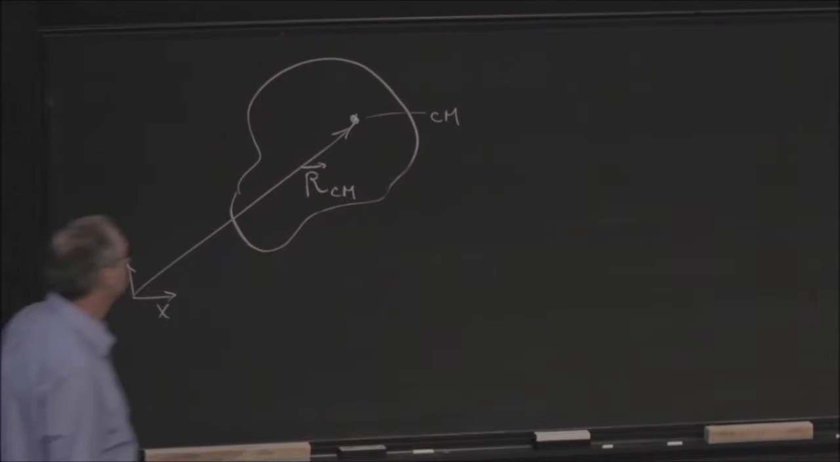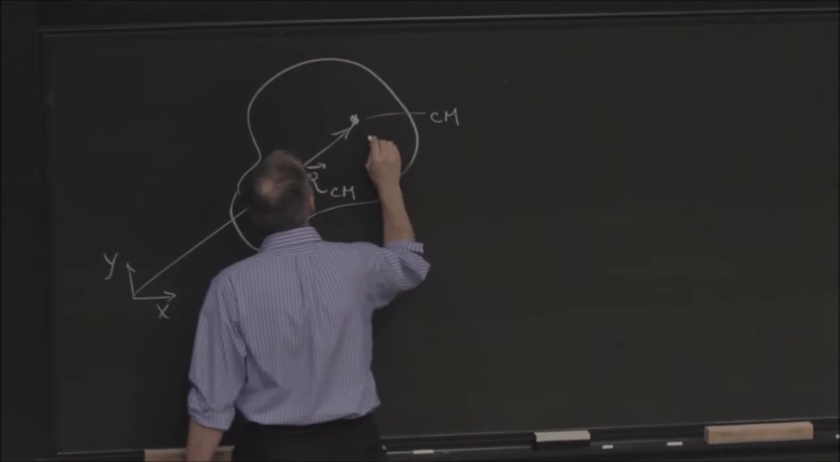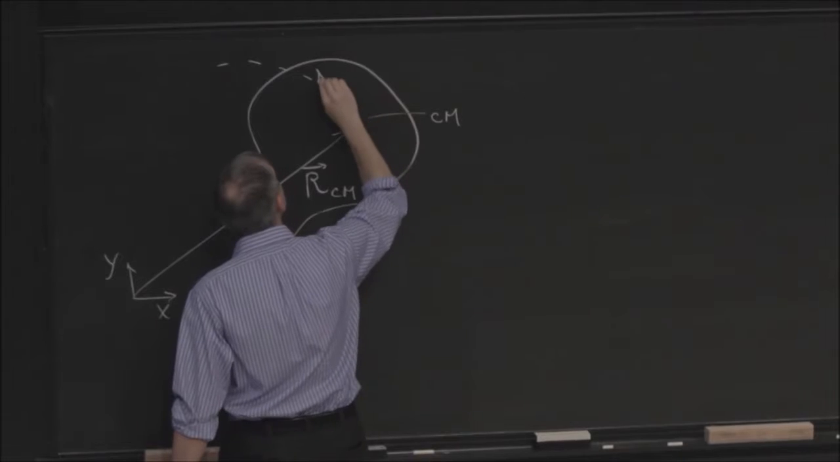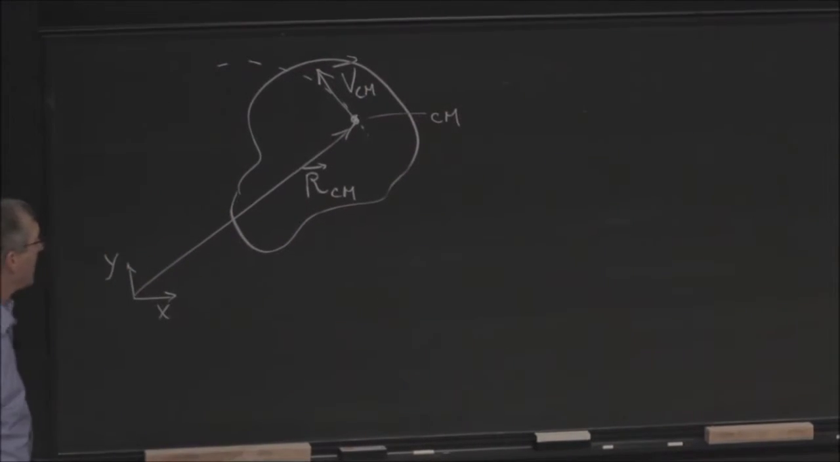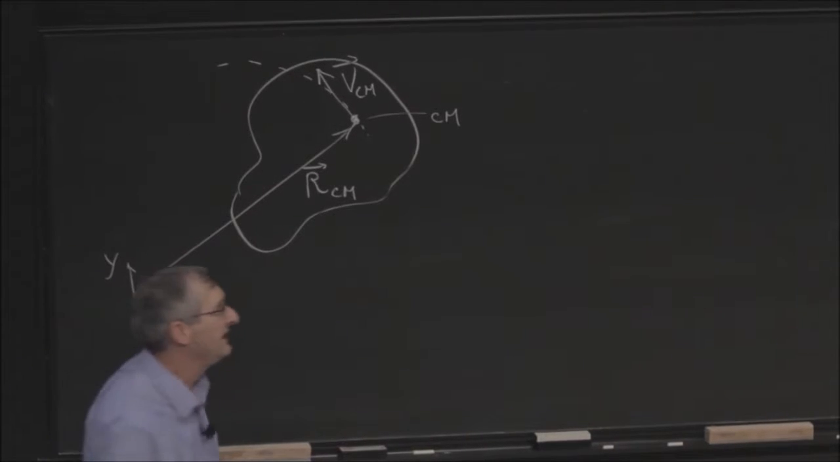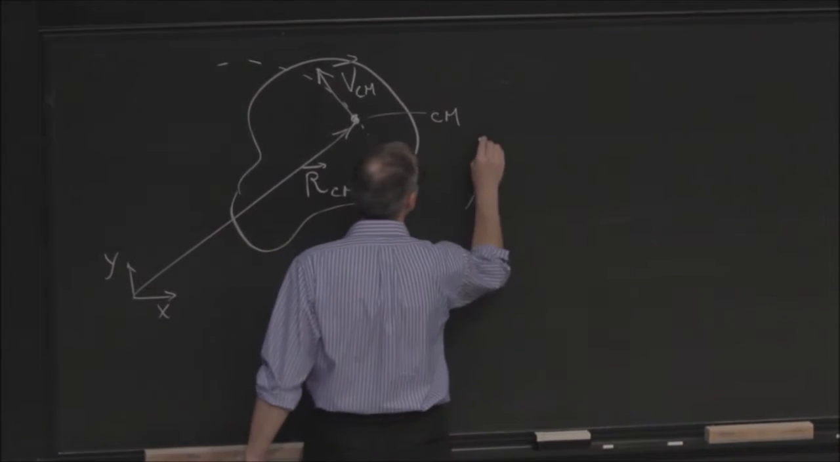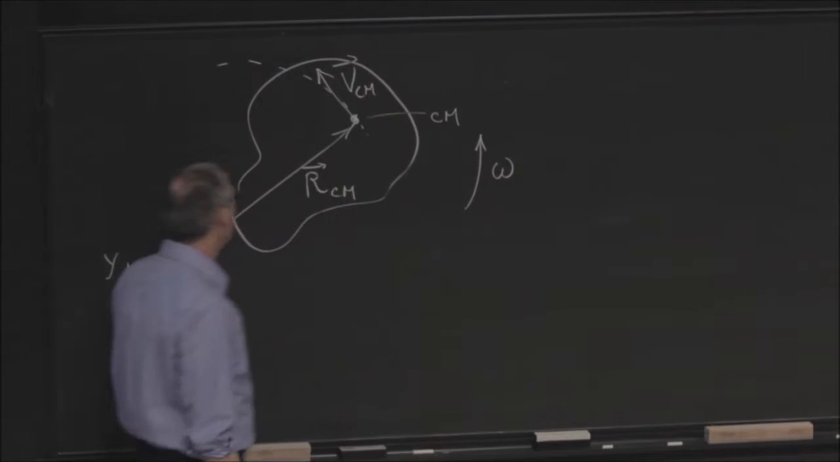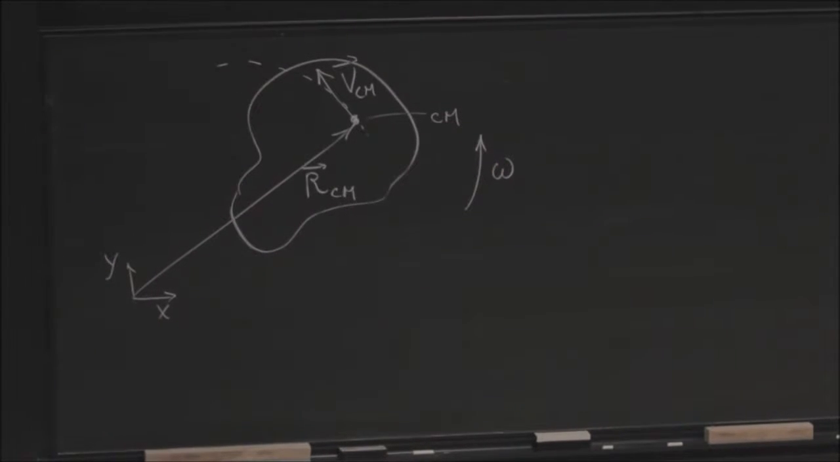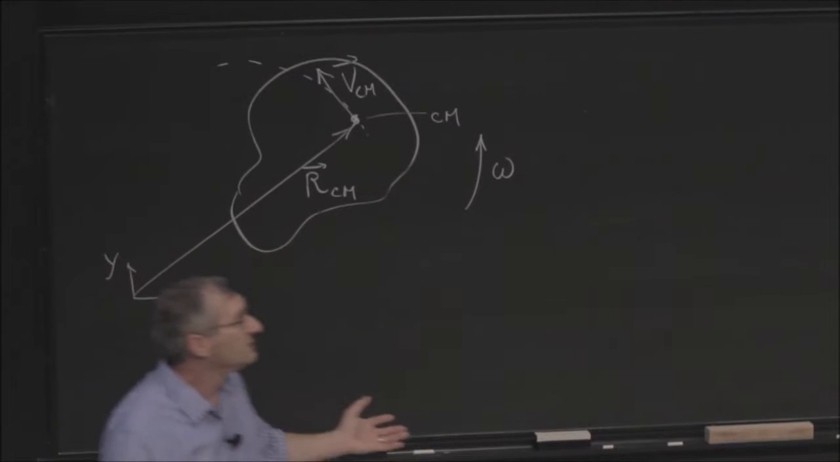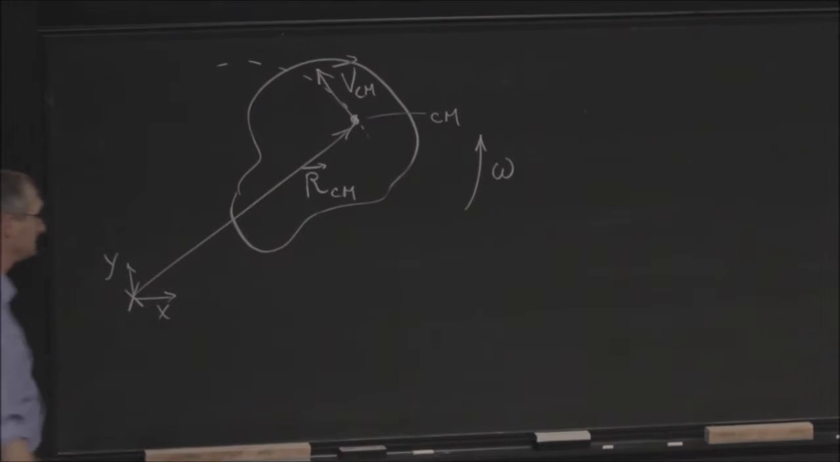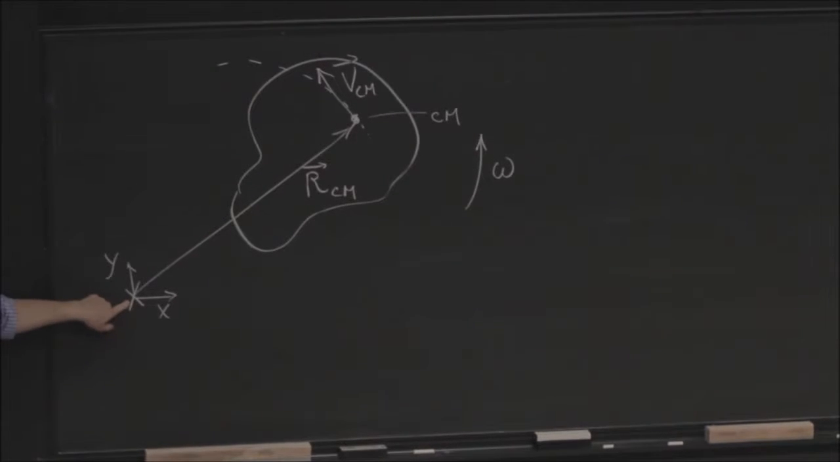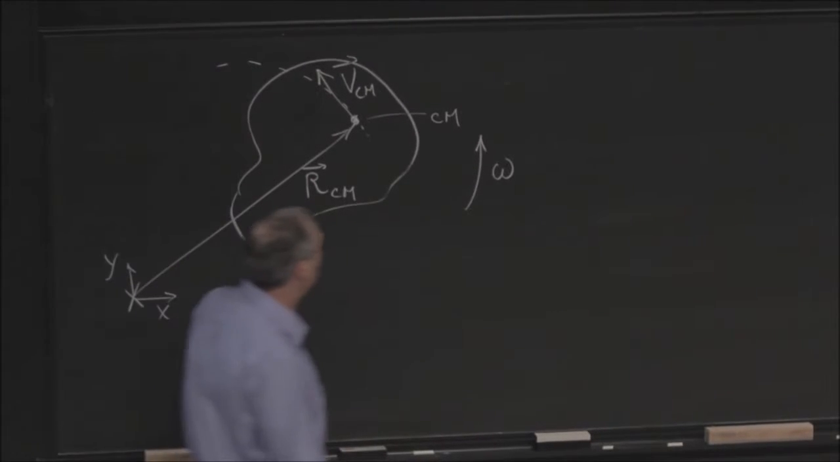And I would like to calculate, and let's say the center of mass is moving around on some crazy trajectory, so it has some V center of mass. And furthermore, the object is rotating, let's say, in this direction. And so we want to calculate the total angular momentum with respect to this reference point, this chosen origin, which is fixed in an inertial frame.